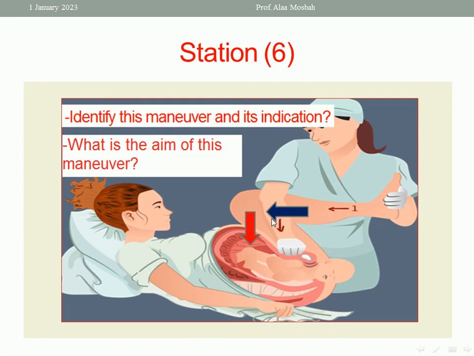With McRoberts position, there is cephalad or upward movement of the symphysis pubis, 1 to 2 centimeters. There is flattening of the sacral promontory. Both of them give a chance for the pelvis to increase in its diameter, especially the anteroposterior diameter. Okay?